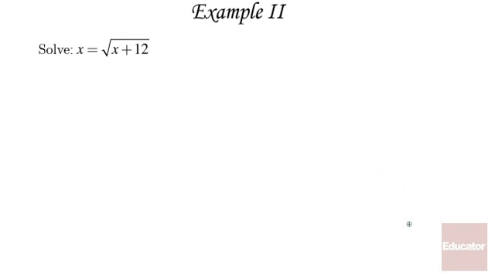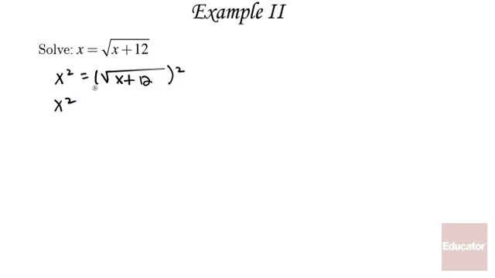Okay, I have a second example here, and again, I look at it and the radical is already isolated. The radical containing the variable is already isolated. So I'm just going to go ahead to my second step, which is to square both sides. So that's x squared equals the square root of x plus 12 squared.